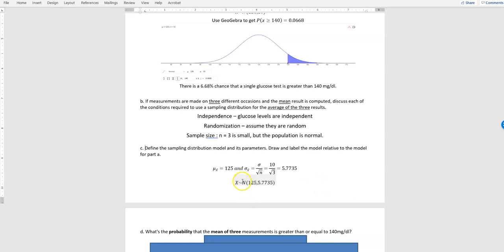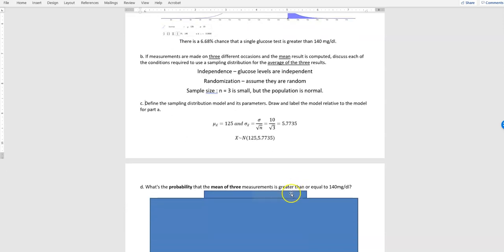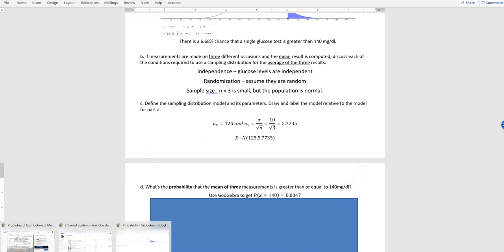And so we can look at that written in a little nicer format. We have a normal distribution, that's what that N is saying, and we have a mean and a standard deviation now that we can go and use in GeoGebra. So we're going to use GeoGebra to get 0.0047.